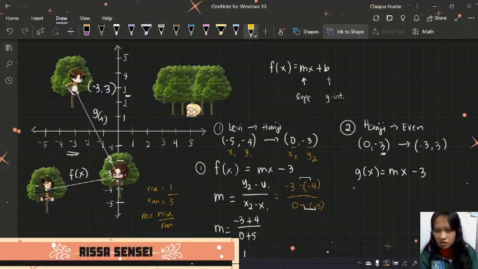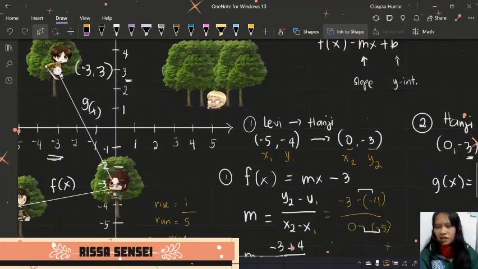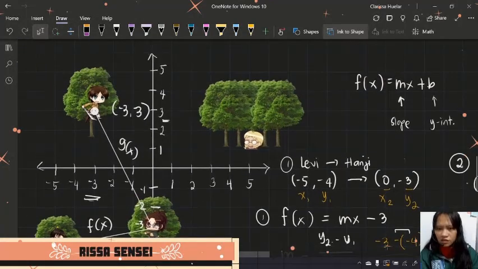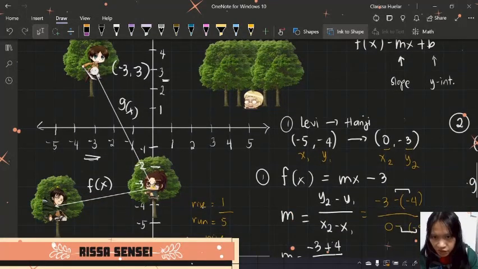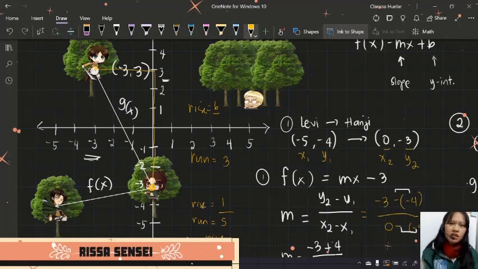From Hanji, we count units up since Erin is above, in the second quadrant. So, from here, we go up. That's 1, 2, 3, 4, 5, 6. Okay, we're at 3 now. So, our rise is 6. Let's look at the run. That's 1, 2, 3, so 3 units to the left. Our run is 3, but since it goes to the left, the sign of the run is negative.